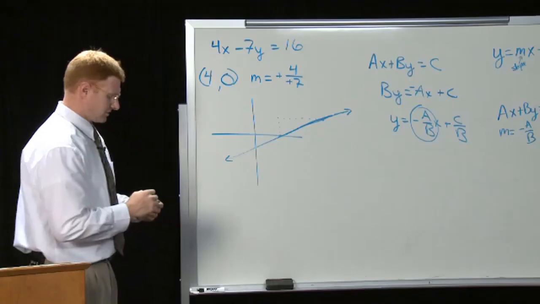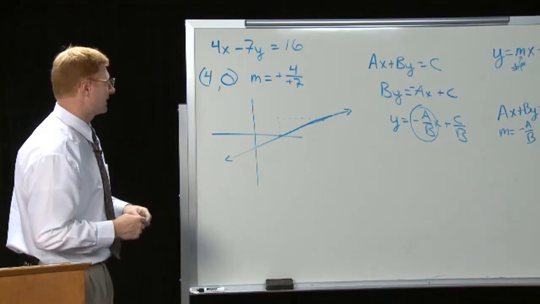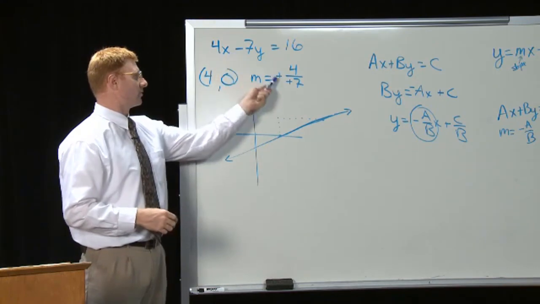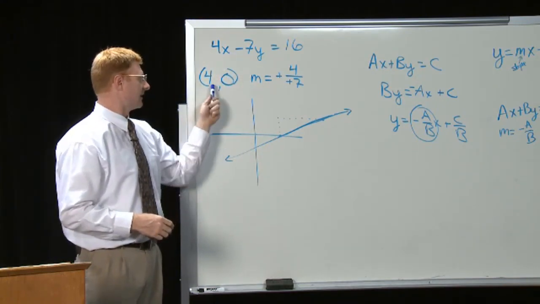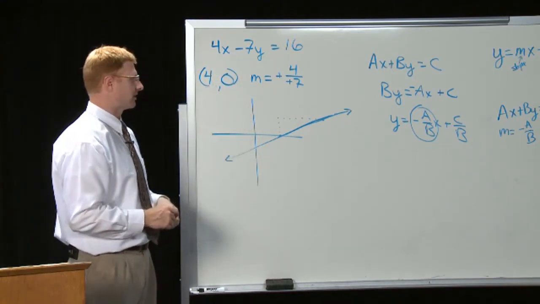So 4, 0, and up 4 over 7. There we go. So you're able to graph lines fairly quickly if you can pull the slope out of the equation fast. All you have to do is find one point and you're able to graph the other ones.